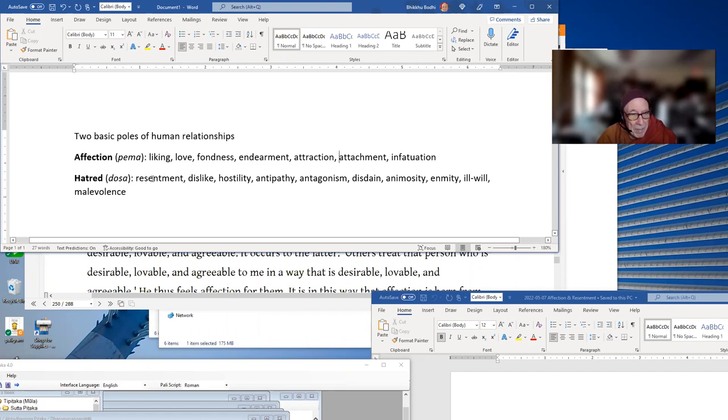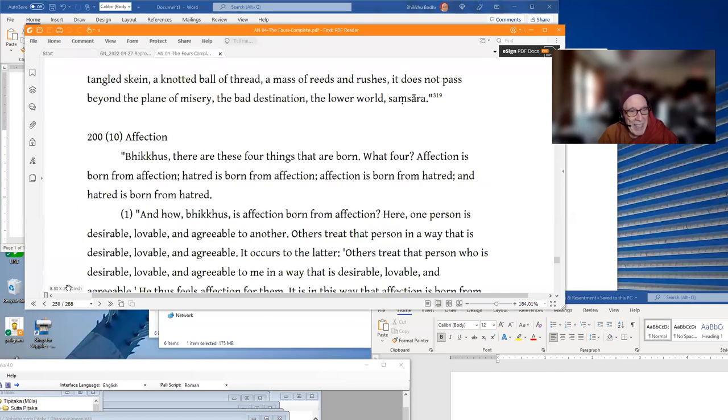Okay, how about tenderness? Okay, maybe that could work also. So we have some idea. I think this is sufficient. So let us now look at the sutta explanation of how these four things arise. So the first is we have affection being born from affection.